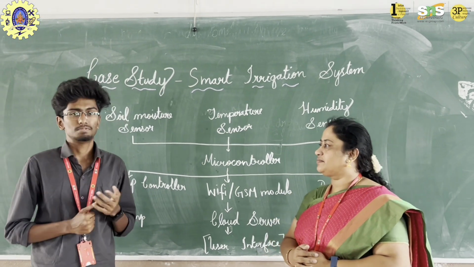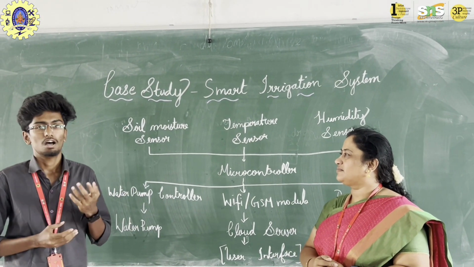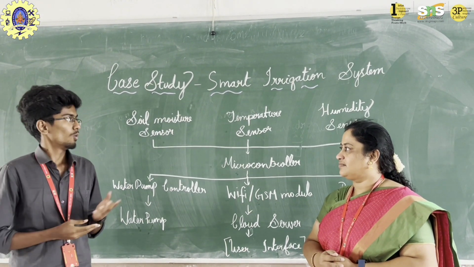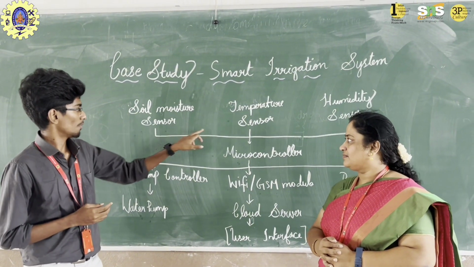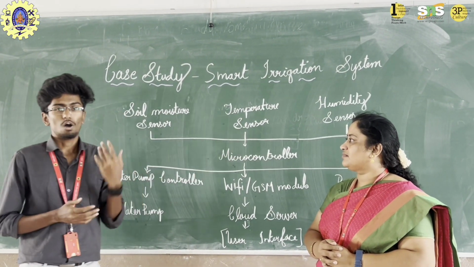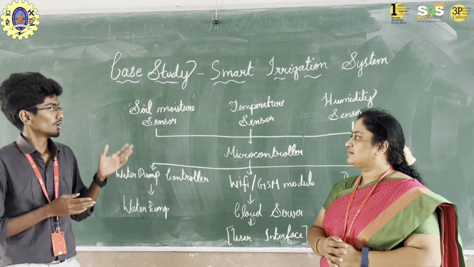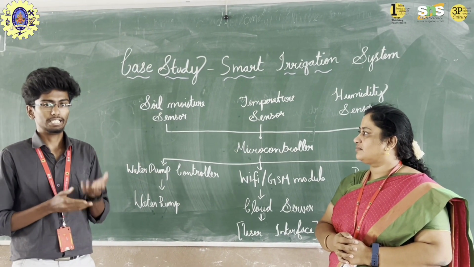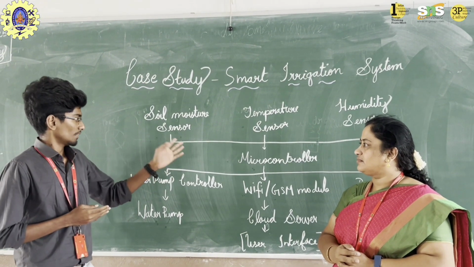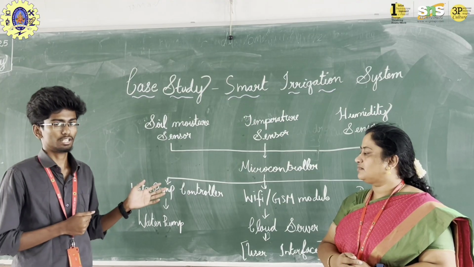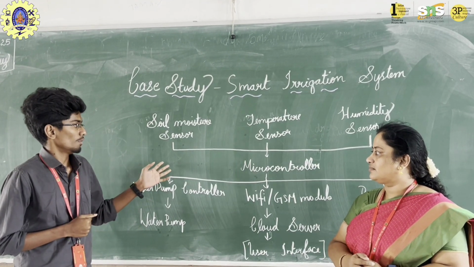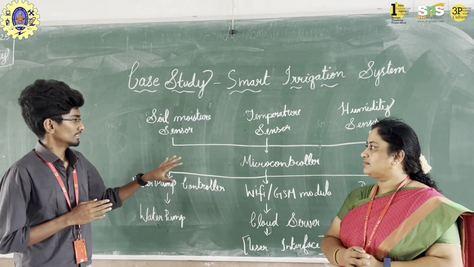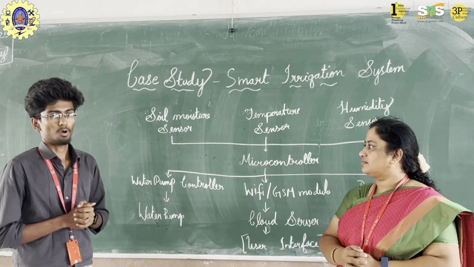Let me give the objective of the smart irrigation system. It reduces water consumption while ensuring optimal soil moisture. With the help of these three sensors, it automates the irrigation schedules for the crops to be irrigated. It enables real-time monitoring and control through a mobile application. It provides actionable insights to farmers to improve crop yield.